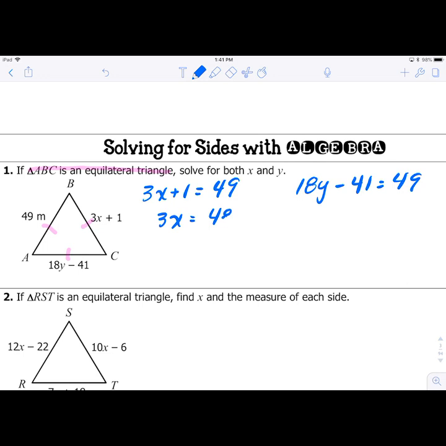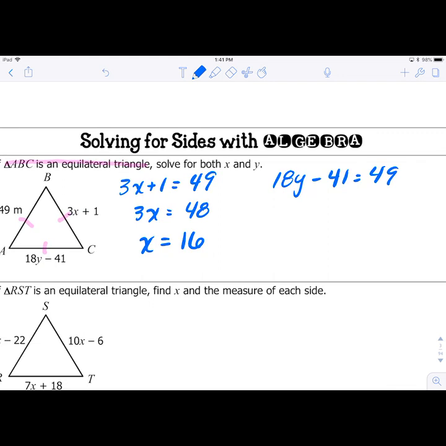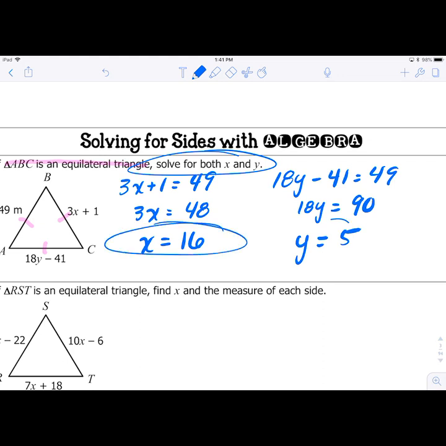I'm going to do some fast math here. By this point in this class, you got to be real quick with your algebra. Can't be making those silly mistakes. Got 18y equals 49 plus 41. That's 90. Divide that by 18. You get 5. Did I answer the question, solve for both x and y? I absolutely did.